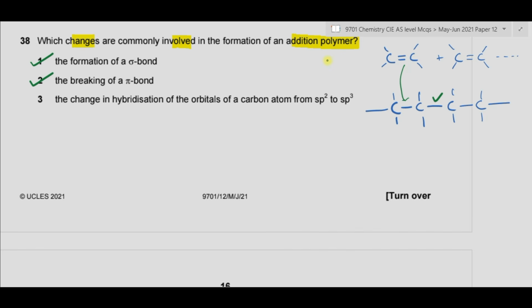Now a double bonded carbon is always sp2 hybridized, while the hybridization of carbon making 4 single covalent bonds is sp3. So there is a change from sp2 to sp3 carbon atom, and the bond angle changes from 120 degrees to 109. This is also a true statement. All 3 options are correct. Answer is A.